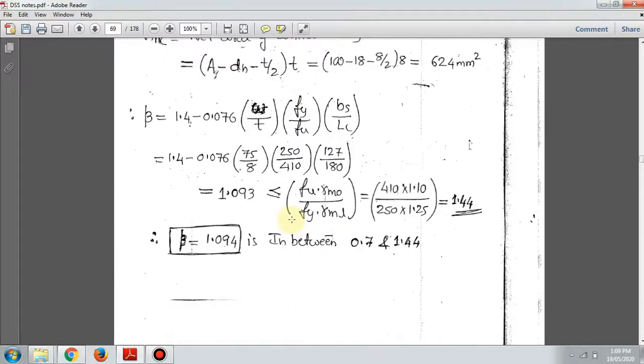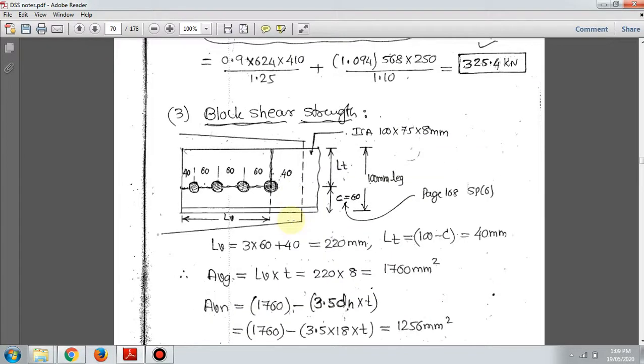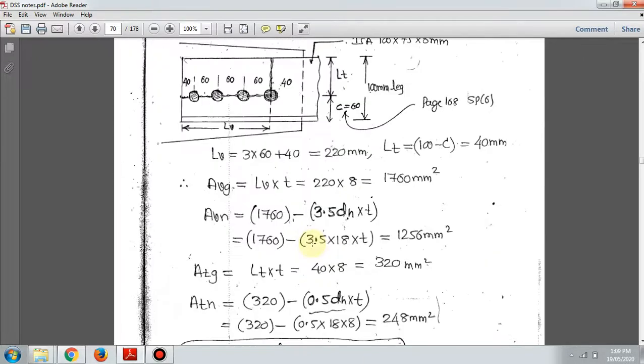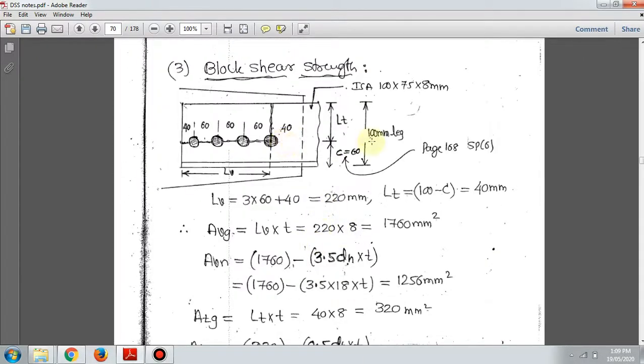Now you substitute all the terms in beta. We got w by t as 75 by 8, Fy is 250, Fu is 410, bs is 127, Lc is 180. So we got 1.093. The beta value should be between 0.7 and 1.4. So we got 1.094. If you substitute in Tdn, we'll get 325.4. This is the design strength due to rupture.